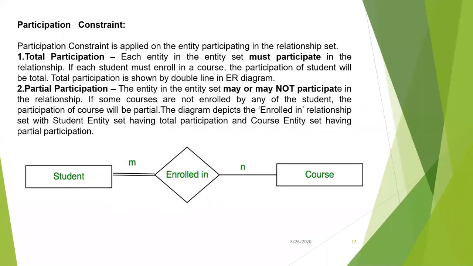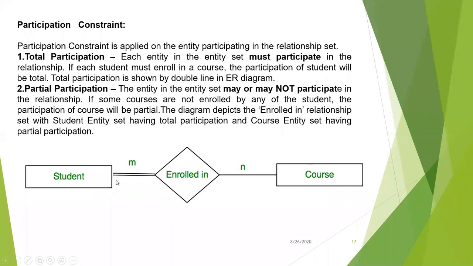Participation constraint. So when can we say total participation, this is very important. See from this picture, here there are 2 lines and here there is 1 line, and we are representing M and N. That means a many to many relationship is there. So students enrolled in courses. So what is meant by total participation? The student must participate in the relationship. The student must be enrolled in a course.